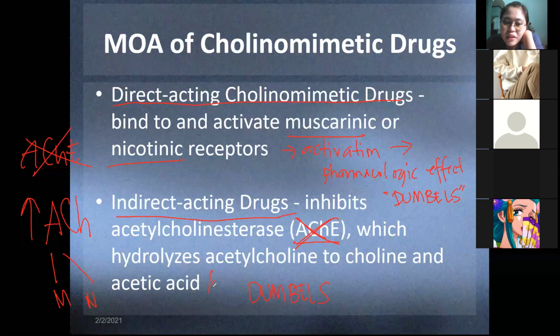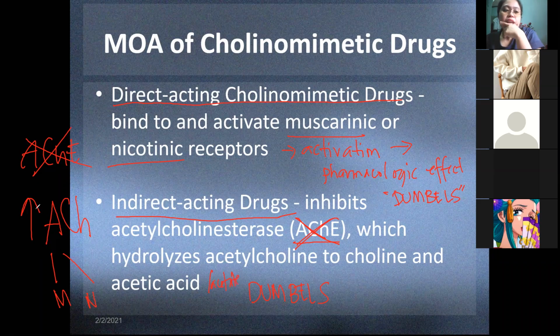Parehas lang naha acetate or acetic acid. Okay? So, mo na siya again ang iyahang consequence kay wala na yung mag-destroy kay acetylcholine. You have more acetylcholine in the body and mudako ang chance nga makabind sila sa ilahang receptor, muscarinic and nicotinic. The ending, dumbbells gihapon. Nasabtan ang mechanisms of action sa ato ang cholinomimetic drugs.